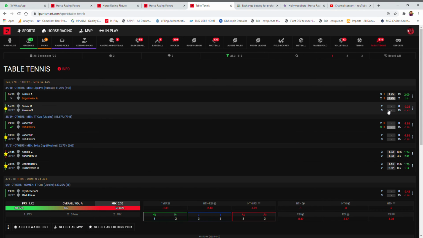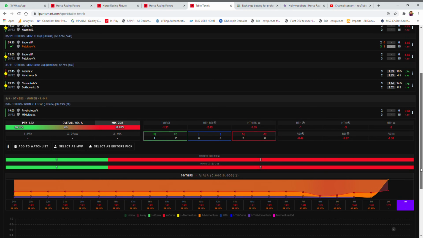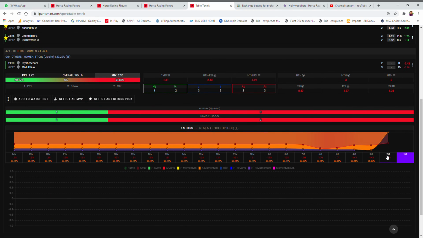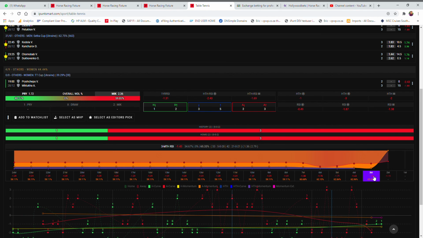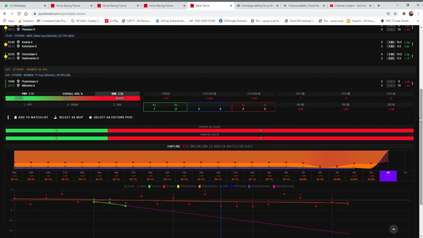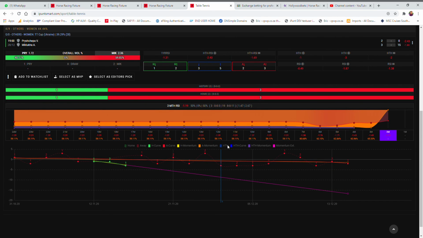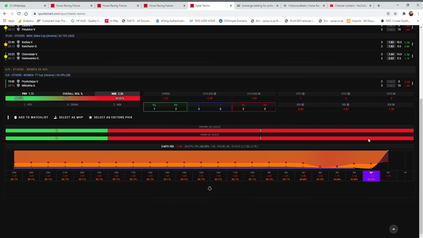Then we got Makluka Women TT Cup, and this one, you can see that the home player in the last 2 months wasn't very active, only got those 3 games and lost all 3 of them. Maybe that's an injury of some kind. The away team has won 8 out of 19, so also not the greatest record, but way better than a 0 out of 3 with an average of 1.47 to 2.67 sets.